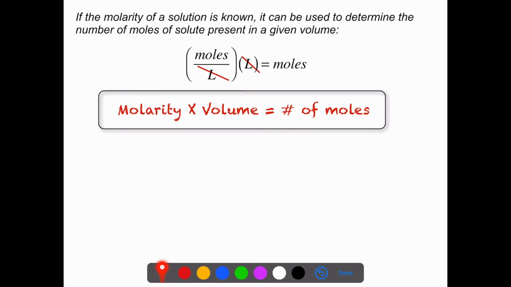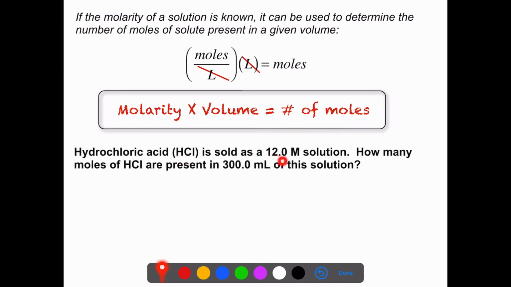Here's a problem we can go through. Hydrochloric acid, HCl, is sold as a 12 molar solution. So we could be presented a problem where we ask, if we have 300 milliliters of this solution, how many moles of HCl are present? So how many moles of HCl are present in 300 milliliters of a 12 molar solution?